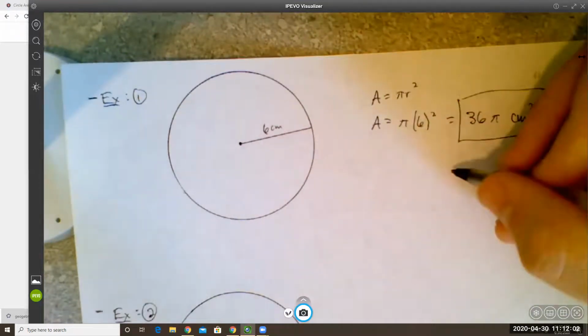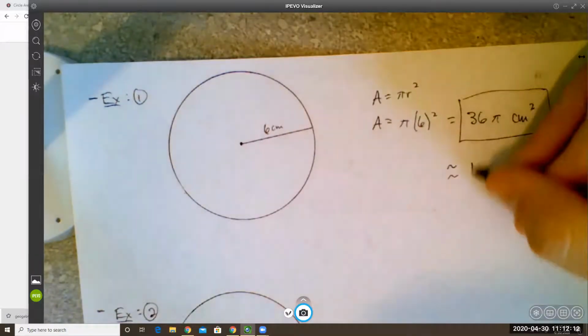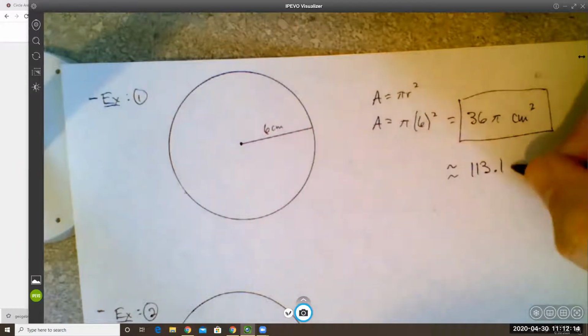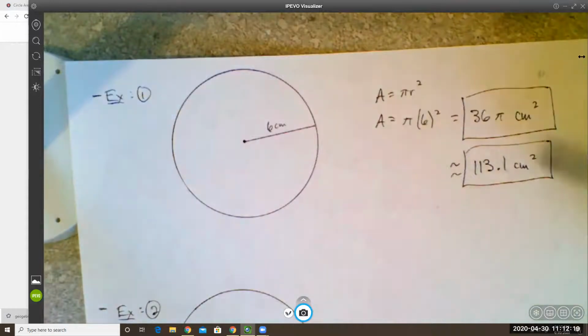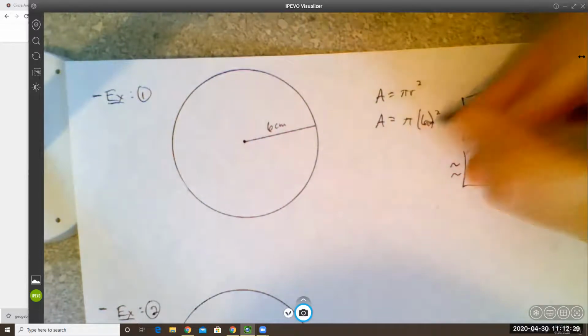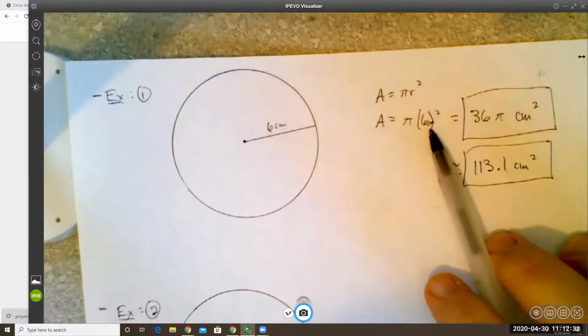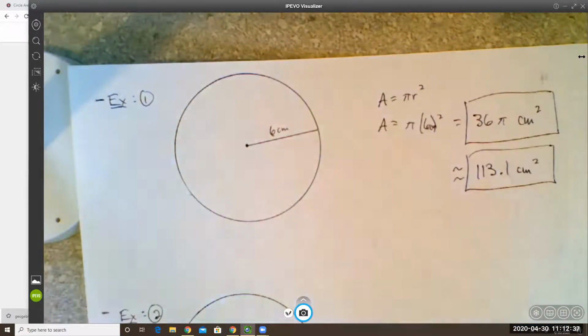If we wanted the approximation, then of course we can just plug 36 pi into the calculator. And that's about 113.1 square centimeters. And by the way, you'll notice that the units are square units, right? And it makes sense algebraically. Really what we did is we squared 6 centimeters. So what you get when you square 6 centimeters is 36 square centimeters, right? Anyway, so that's that one.